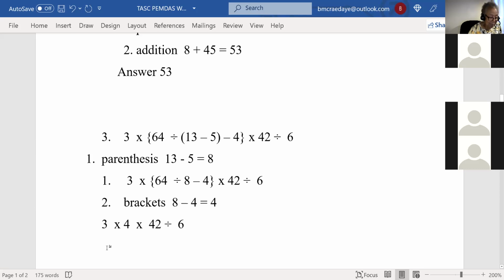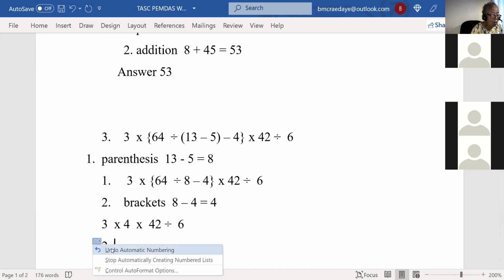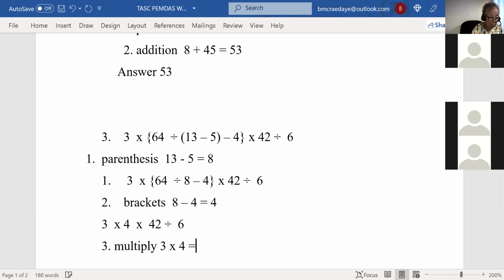Now, what do you do next? Okay, you multiply. Yes, 12. Yes, you multiply. So you multiply. Vanessa, what do you say you multiply? 4 times 3. Yeah, that's right. 3 times 4 is equal to 12. And then you have what? 12 times 42.